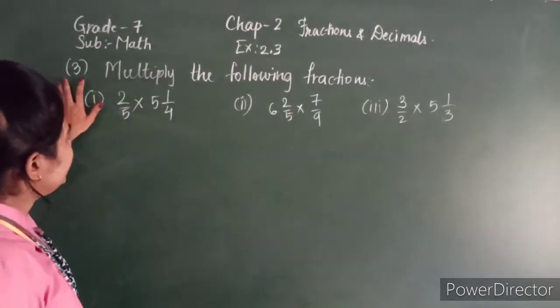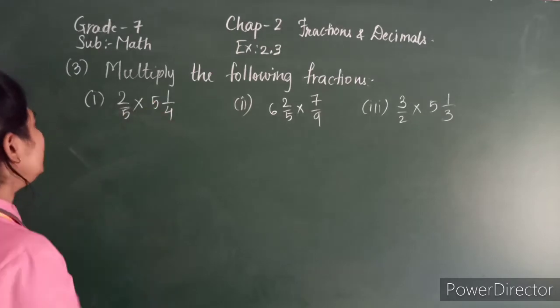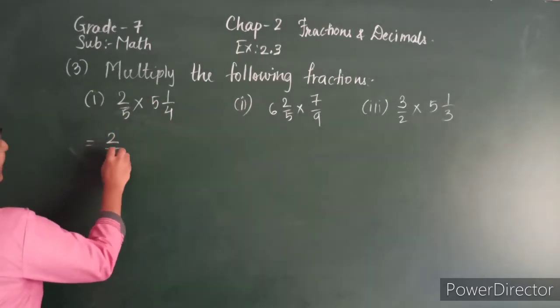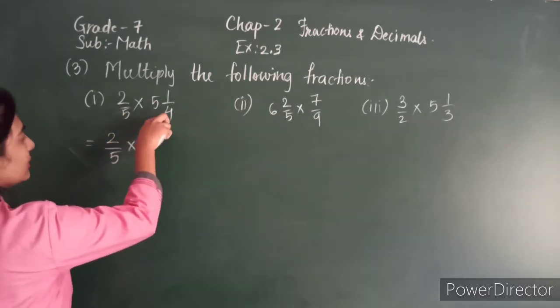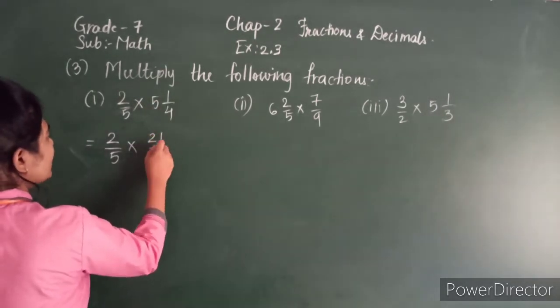Coming to question number 3, multiply the following fractions. First is 2 upon 5 into 5 1 upon 4. So here we have to write 2 upon 5. Here we have to convert this. So 5 4s are 20, 20 plus 1 is 21 upon 4.